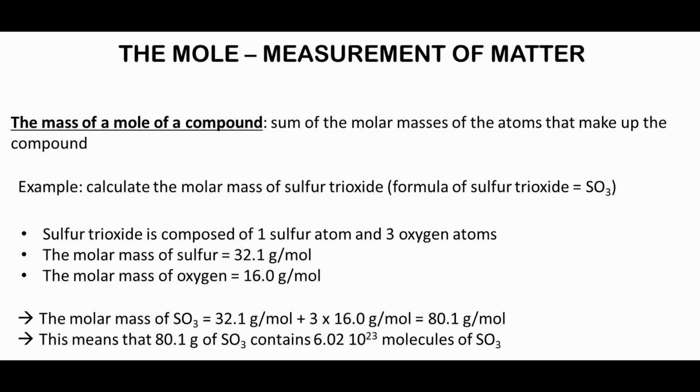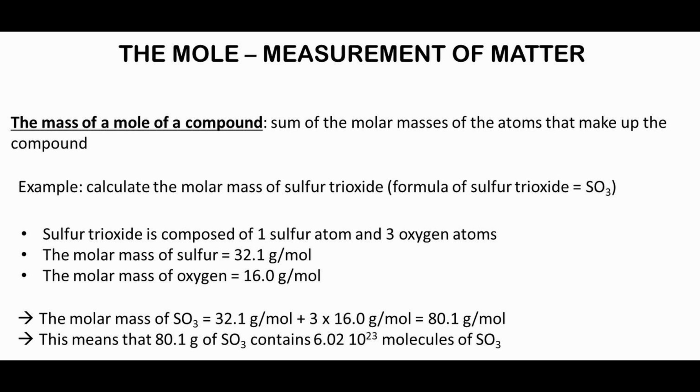To determine the mass of a mole of a compound, we have to sum the molar masses of the atoms that make up the compound. Let's illustrate this with an example. How can we calculate the molar mass of sulfur trioxide? Sulfur trioxide is composed of 1 sulfur atom and 3 oxygen atoms. The molar mass of sulfur is equal to 32.1 grams per mole. The molar mass of oxygen is equal to 16.0 grams per mole.